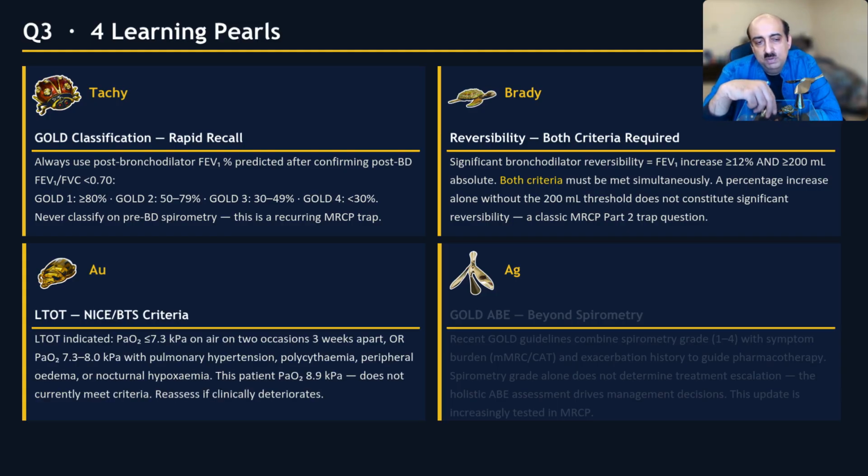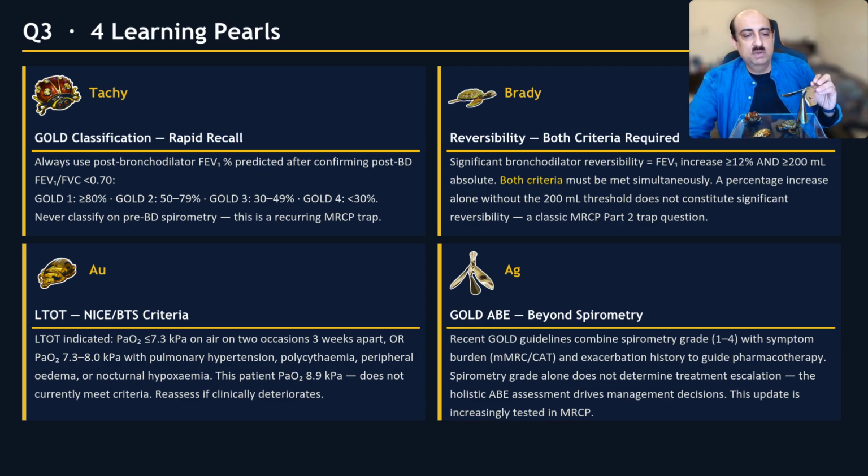Third, think of our AU Beetle, AU gold standard. Long-term oxygen therapy. The NICE and British Thoracic Society guidelines recommend it for arterial oxygen of less than 7.3 kPa on room air on 2 occasions at least 3 weeks apart, or a PaO2 of 7.3 to 8 kilopascals but with evidence of complications like pulmonary hypertension, secondary polycythemia, peripheral edema, or nocturnal hypoxemia. If any of these, then long-term oxygen therapy is indicated. In our patient, the PaO2 was 8.9 kilopascals, so that doesn't fulfill the criteria.